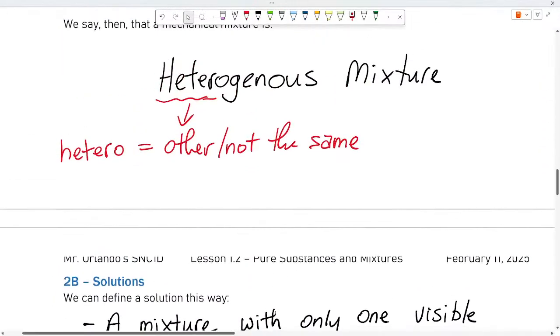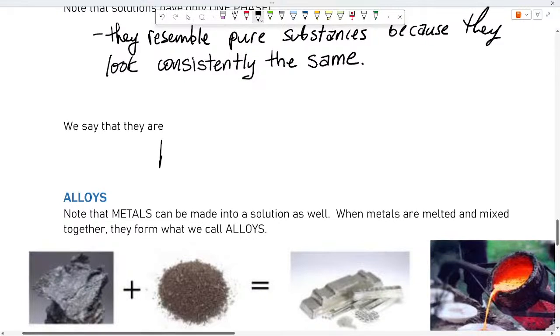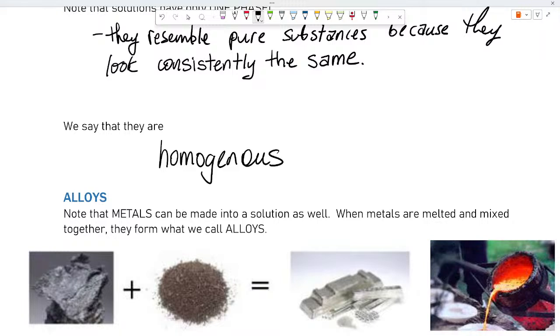Anyway, we said the previous were what we call heterogeneous mixtures, and so here we're going to say these are what we call homogeneous mixtures. Again, that prefix, the beginning of the word, homo means the same. So the name just means it all looks the same. I'll call them straight mixtures.